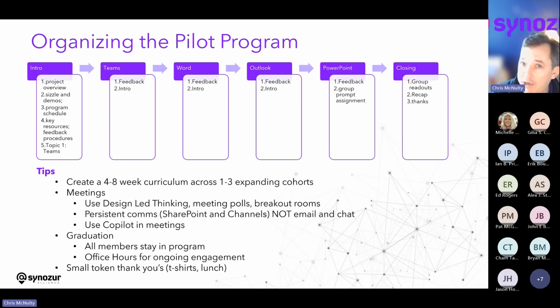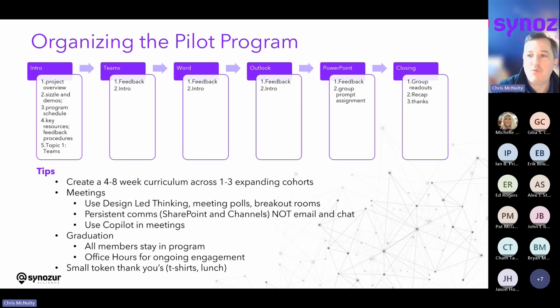And the communications about this need to be persistent. That means SharePoint and channels. An awful lot of things can get lost in email or in chat because the cohort that you're working with is going to expand over time. It's easier to plug people into persistent communications than into random communications.